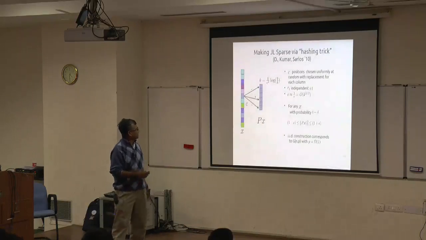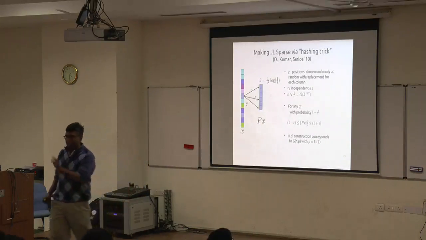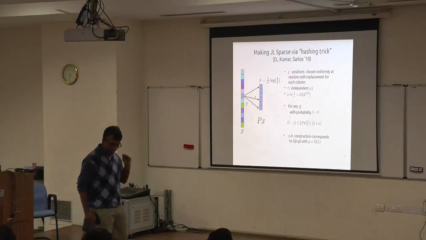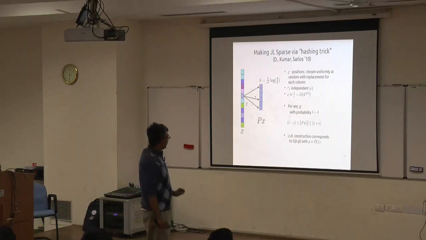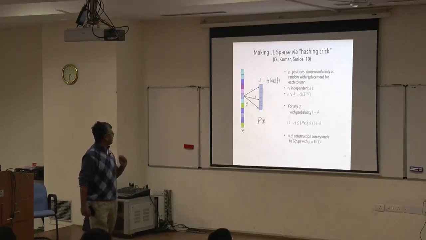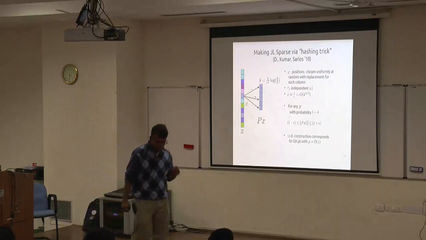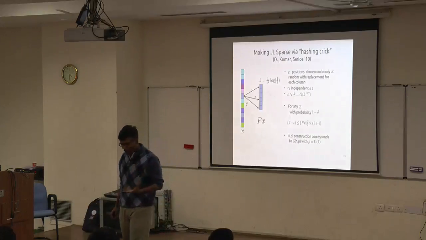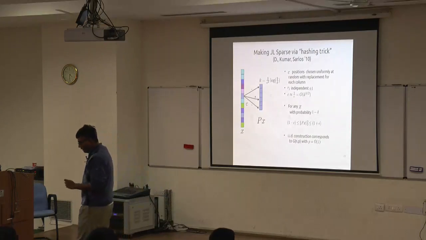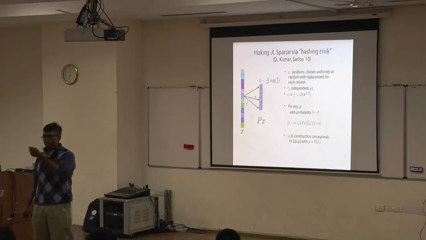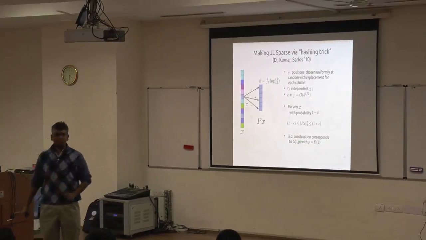What can we do? Here's what we do. We say that we can actually make JL sparse, and we can beat all the existing bounds. But how can we do this? We can do this because we're effectively changing how the JL matrices are constructed. All the JL matrices that have been constructed previously, and what I described, consisted of all the entries being created independently.